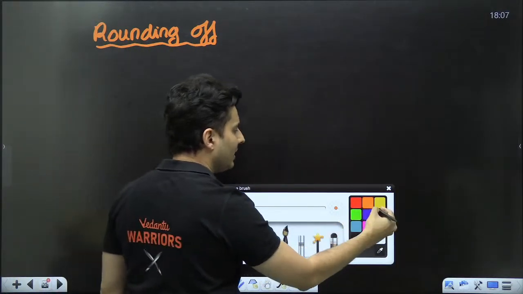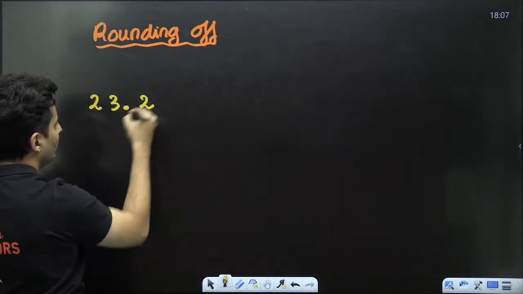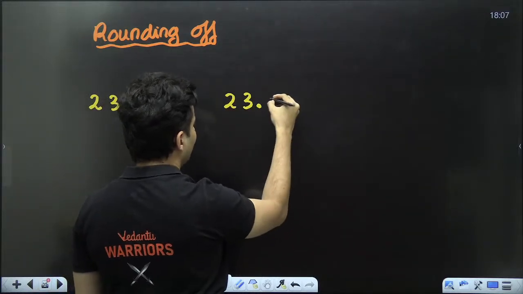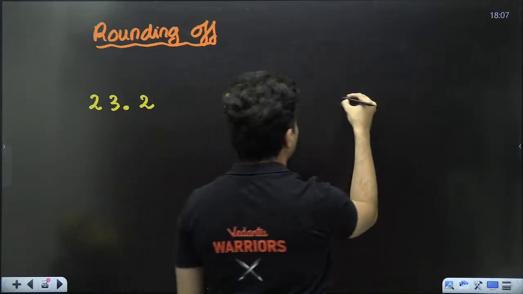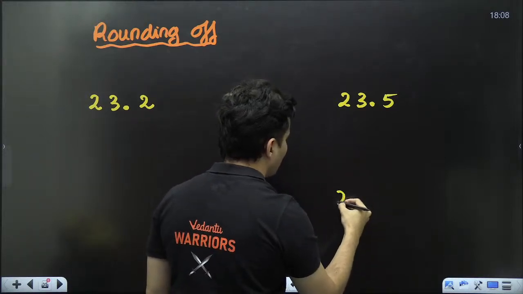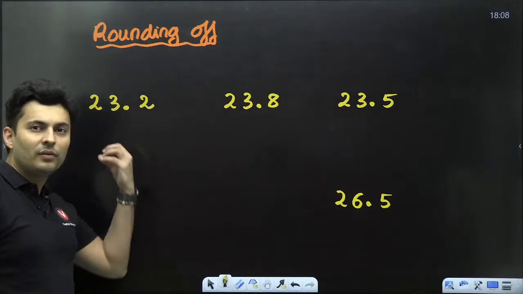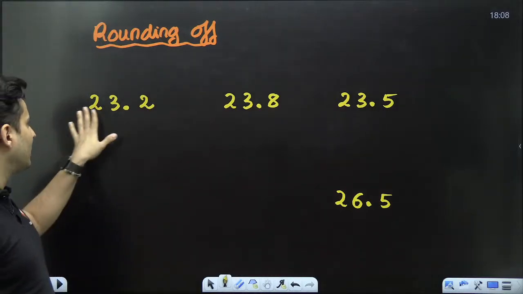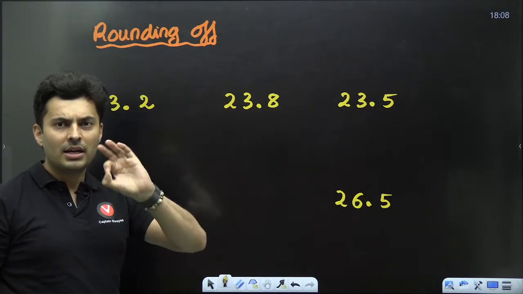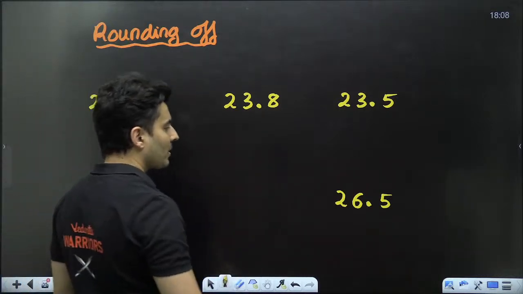So, this is very, very straightforward. If you have numbers like 23.2 versus 23.8 versus 23.5 versus 26.5, I want to round them off to two significant figures. There are 3 significant figures in each one of them, 3 digits of importance. I want to convert it into 2 significant figures. Basically, I want to get rid of 1 digit. How do I do that?